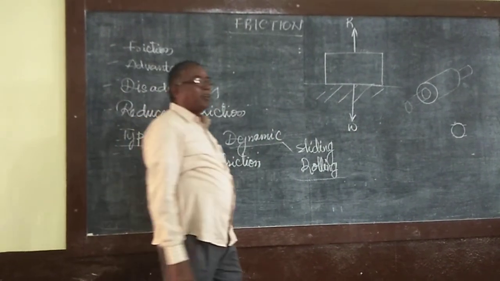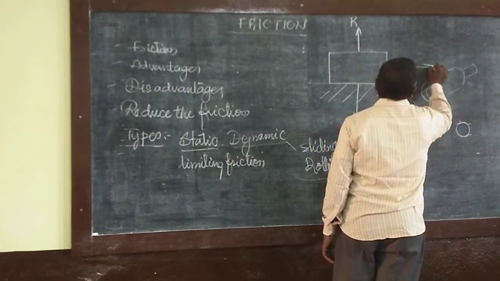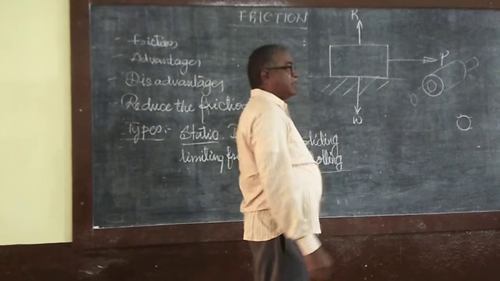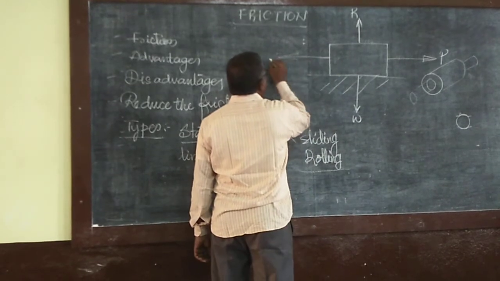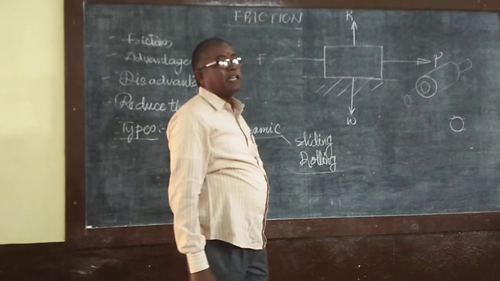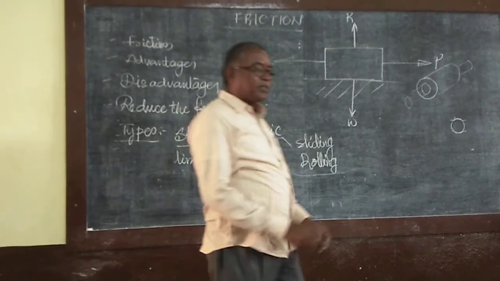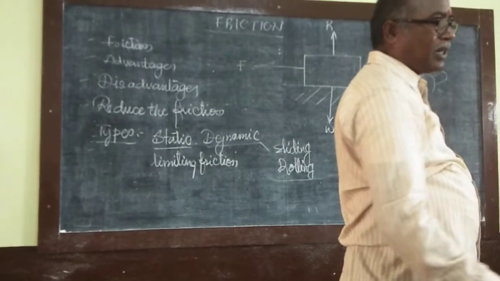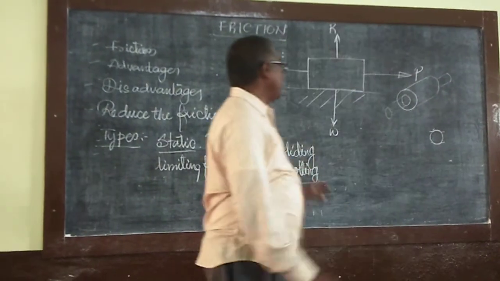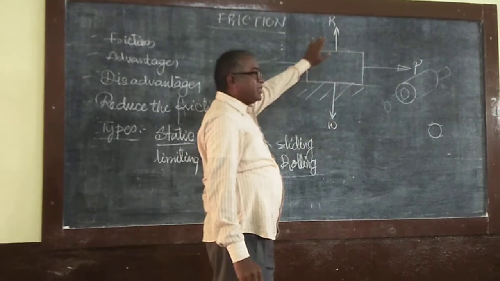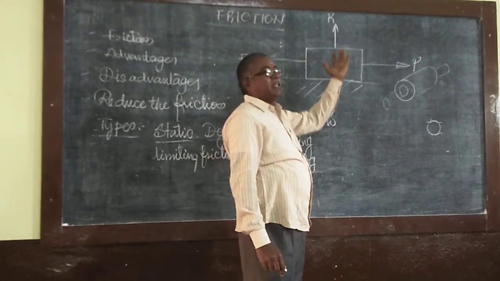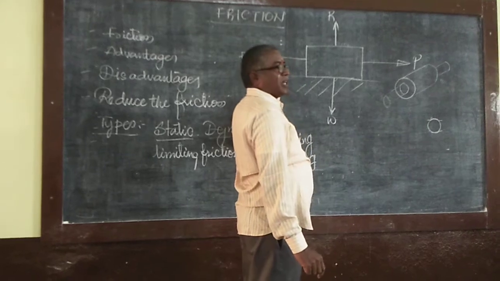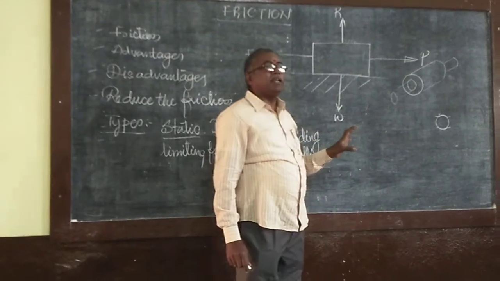I want to move this body to this side. The force which is applied is called P, power. The frictional force which is opposite to motion is called F, the frictional force. So the body is rubbing; the weight and the rubbing force both are applied. That is called the frictional force. This is the weight of the body. This is the reaction force, opposite to the weight. This is the pulling force, that is power. This is the frictional force. Like this, they act on the body.